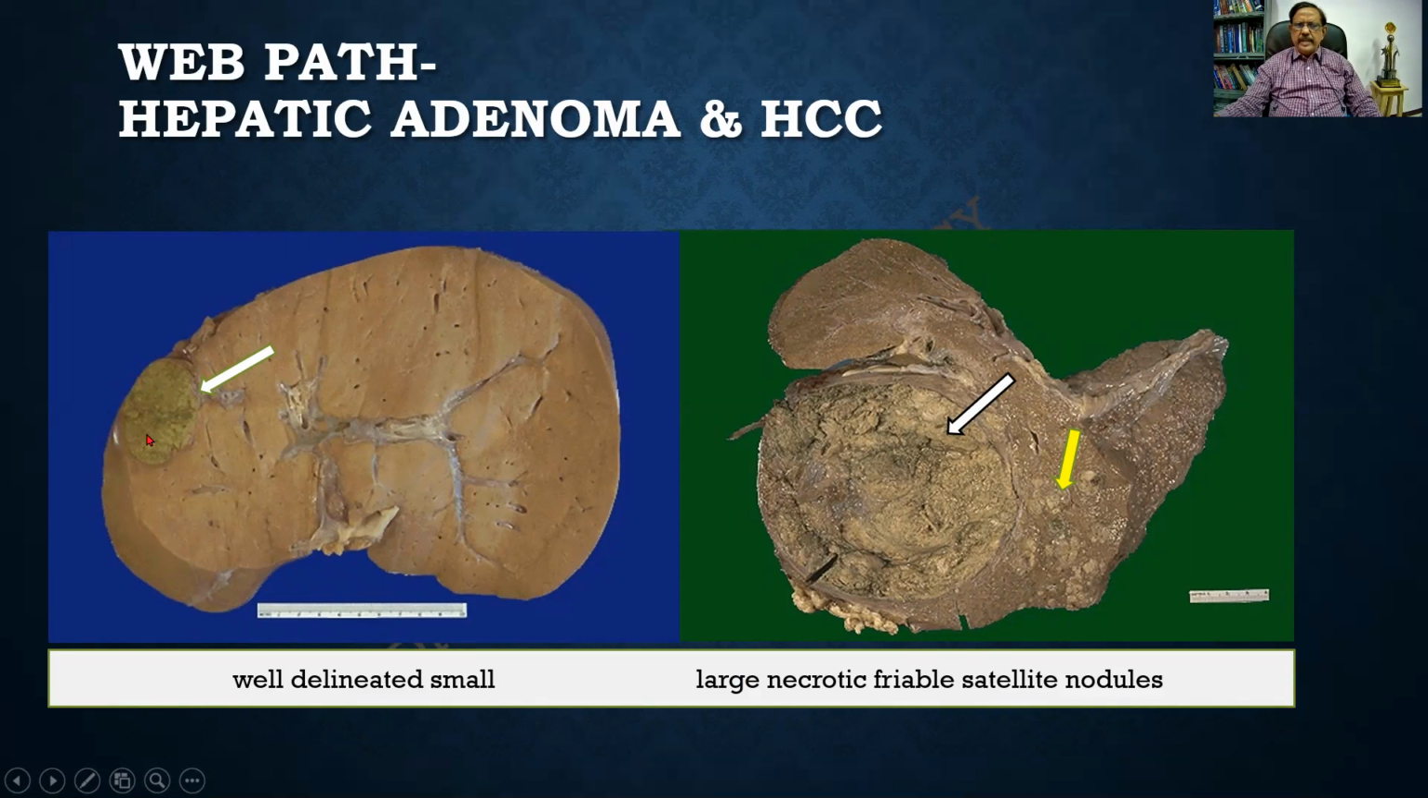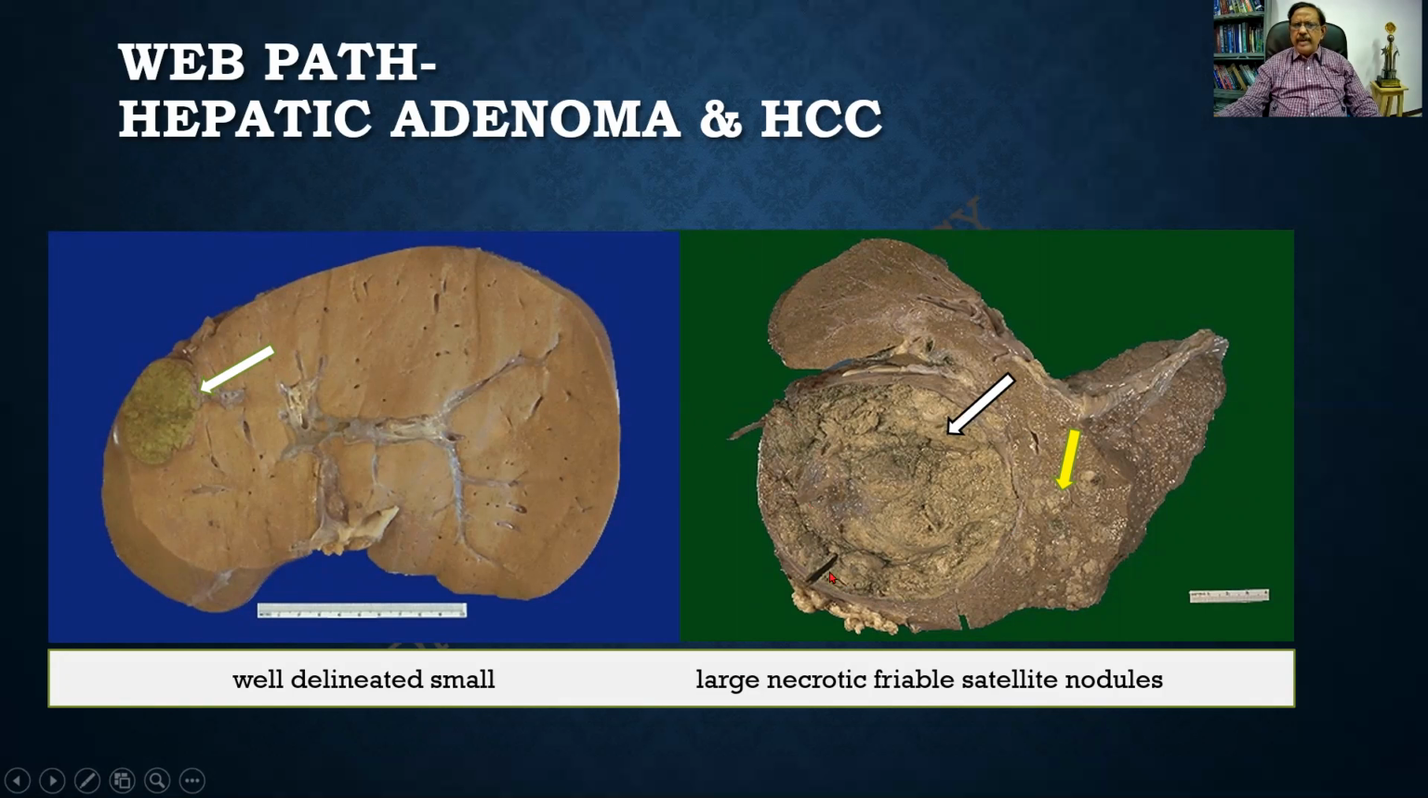And this we had seen in one of the first pictures, a well circumscribed tumor. It is a hepatic adenoma. I had purposely reposted this so that we can compare an adenoma with a carcinoma. Both are specimens of liver.